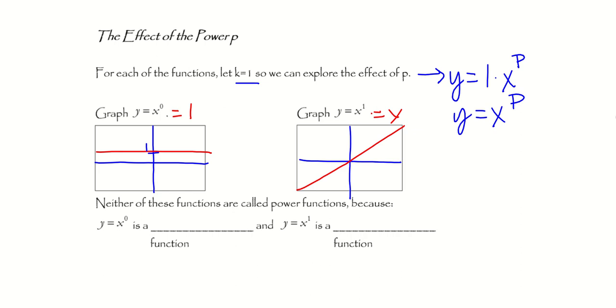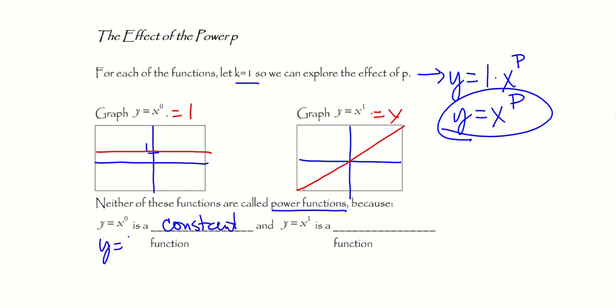Now, neither of these functions are called power functions. They are technically power functions because they can be written in this form, but they have better names. Y equals x to the 0 is a constant function because it never changes. It's always 1, right? This is the same thing as y equals 1. And y equals x to the 1 is a linear function, right? Because its graph is always a line. So these have better names, and we would use them.